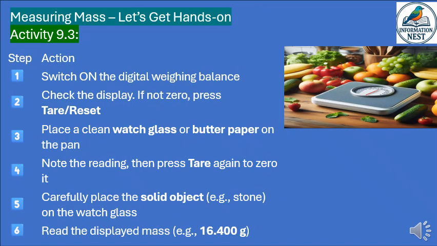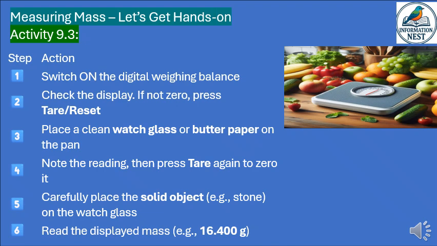Young scientist, it's time to roll up your sleeves and get hands-on with activity 9.3. Today, we are learning how to measure mass using a digital weighing balance. Let's make every gram count. Step 1. First, switch on the digital weighing balance. Let it warm up and settle.